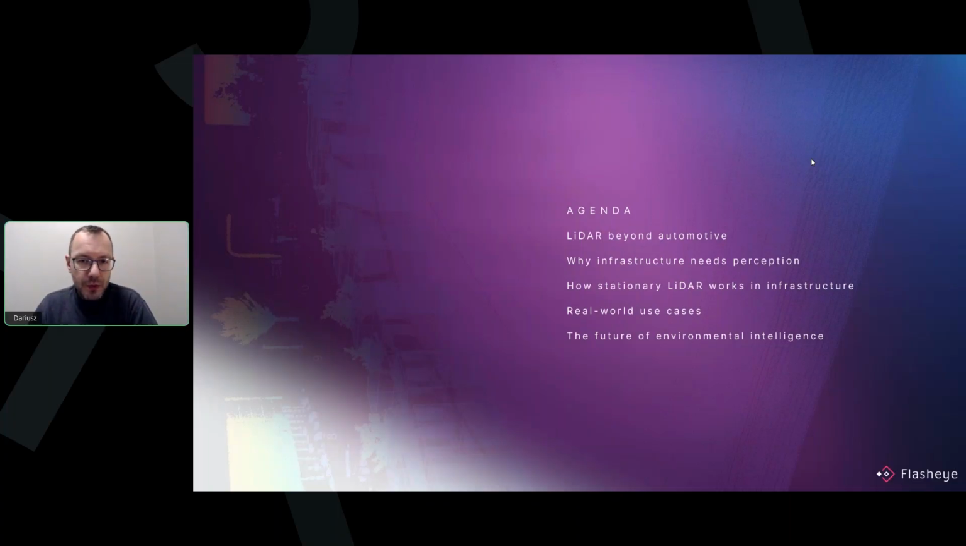Agenda for today: we will talk about LiDAR beyond automotive, why infrastructure needs perception, and how stationary LiDAR works in the infrastructure. Also, we will bring a few real-world use cases, and we will end with our take on the future of environmental intelligence. At the end, if you have any questions, you can always contact us over email and we will get back to you as soon as possible.